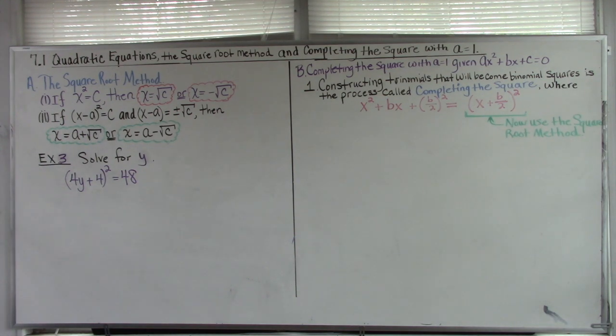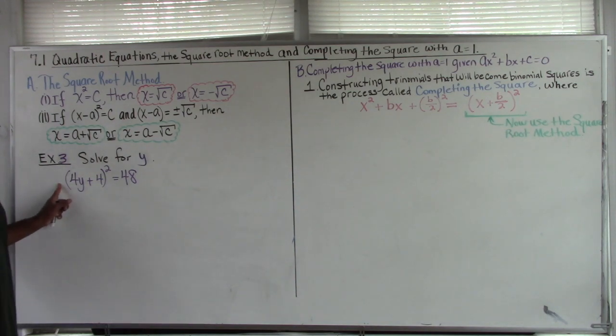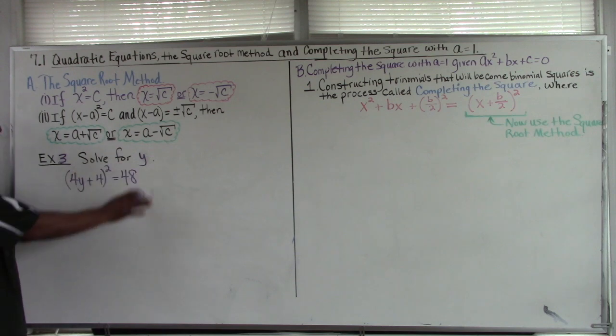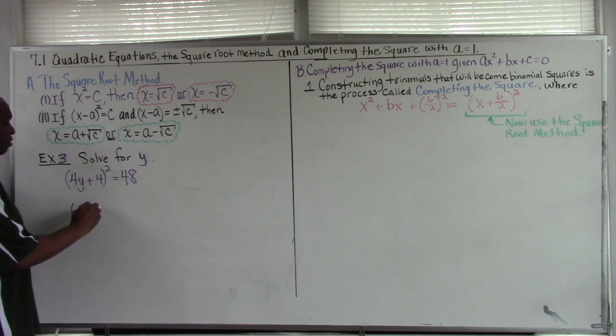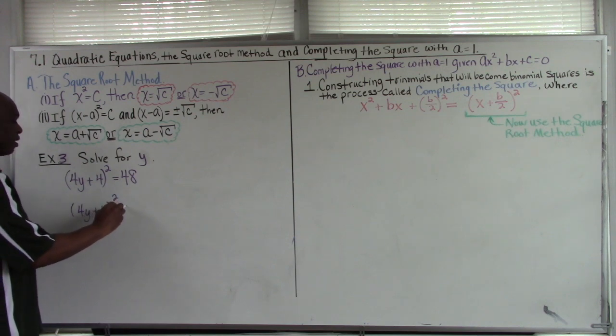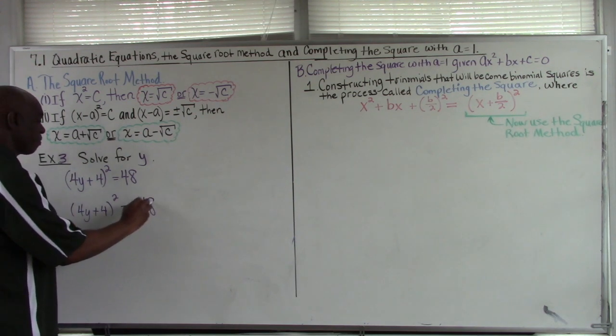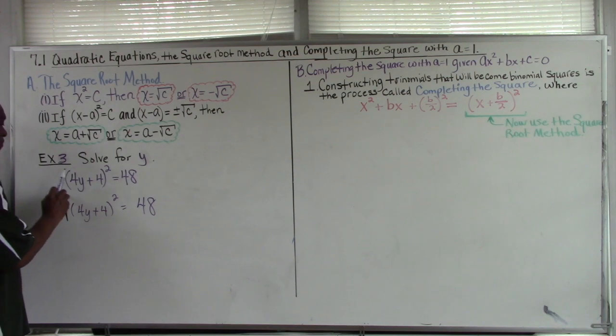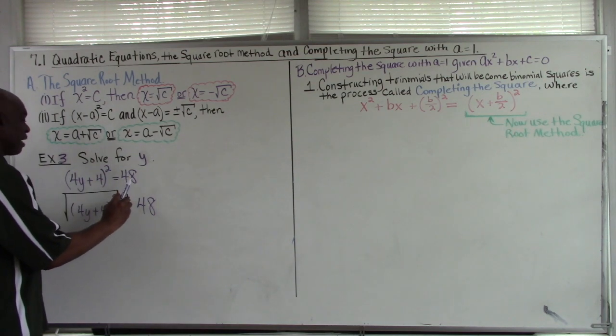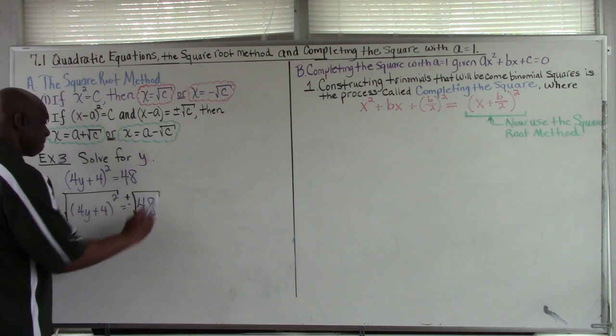Solve for y. Okay, here we go. There's nothing, no lead coefficient here to divide by. So I'm going to go ahead and write it again. 4y plus 4 quantity squared equals 48. I'm going to square root both sides. Square root the left. Plus or minus, square root the right.